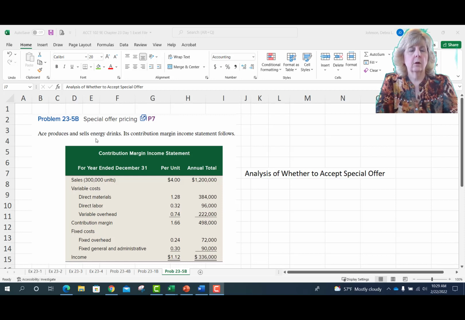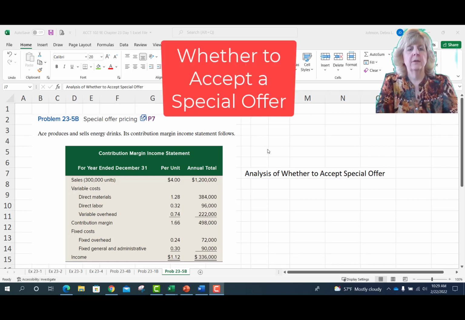So this is our, I believe, first one of the day on special offer pricing. This is not a long-term decision like part of our lecture was today when we were looking at setting normal, longer-term product prices.